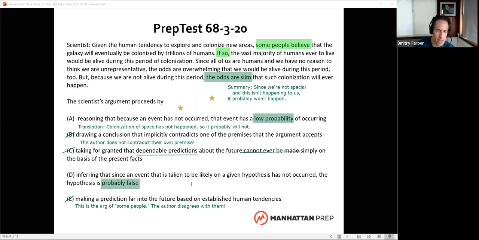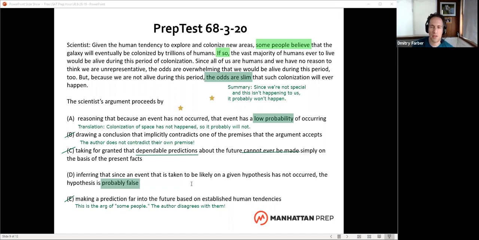So then let's look at D. D says inferring, and it's really important when they use abstract language like this. Again, we're going to have a very hard time predicting this exact answer. When they use abstract language like this, we need to fill it in. It reminds me a bit of the borrowed language we talked about in the first question. Inferring that since an event that is taken to be likely on a given hypothesis has not occurred, a hypothesis is probably false. Okay, breathe. That since an event that is taken to be likely on a given hypothesis has not occurred.